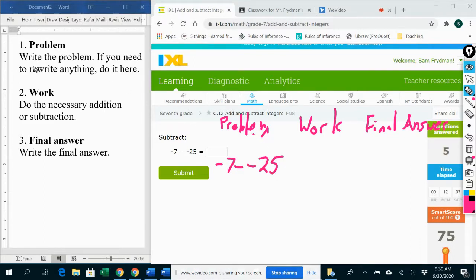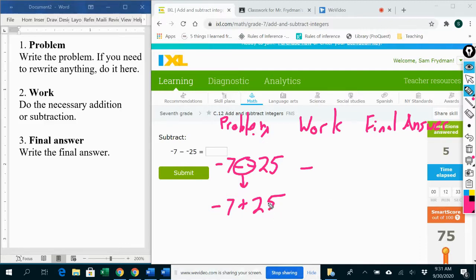Okay, so if I have any rewriting to do, I'm going to do it over here underneath where I wrote the word problem. So minus negative is going to turn into plus. So now I have negative 7 plus 25. Okay, now I have to be careful because my first number is negative. So I'm going to have to use those adding subtracting rules, which tell me that if I have different symbols, I'm going to subtract and take the symbol in front of the larger number.